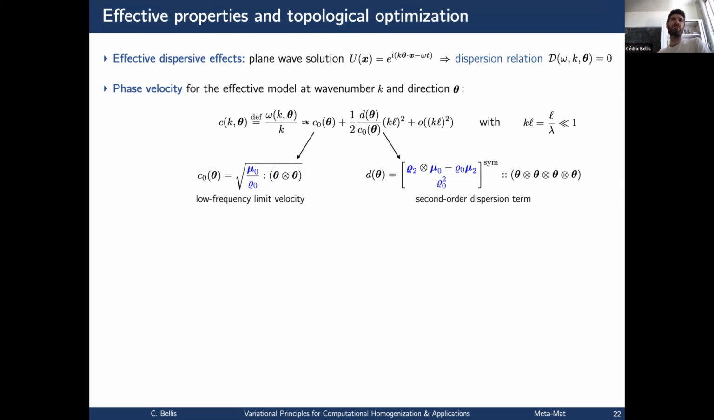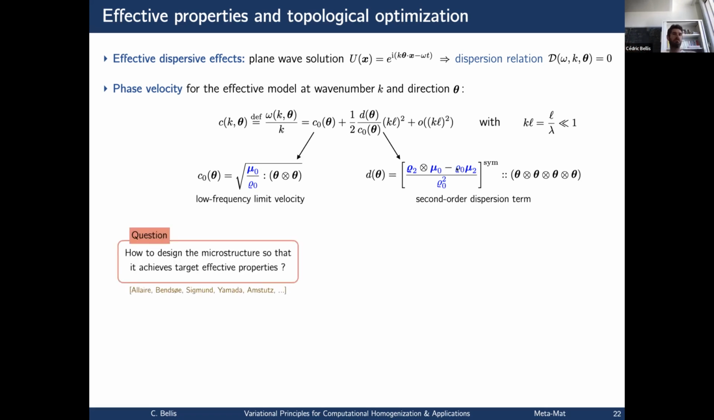So we have a first order term, or a term at the order 0, sorry, which is some sort of low frequency limit velocity, and a second order term, which is accountable for a dispersive behavior of the effective model we have obtained. And these two quantities depend on the effective parameters.